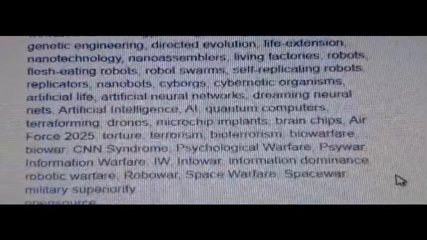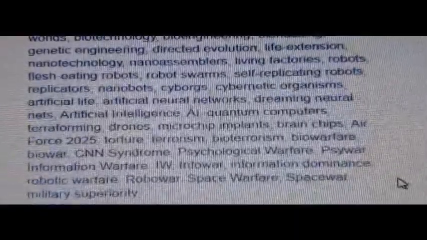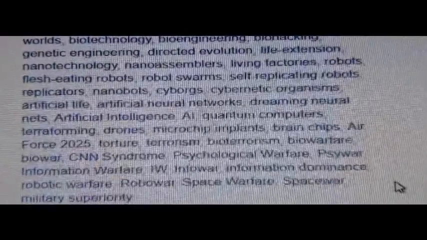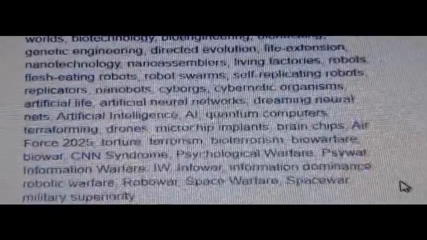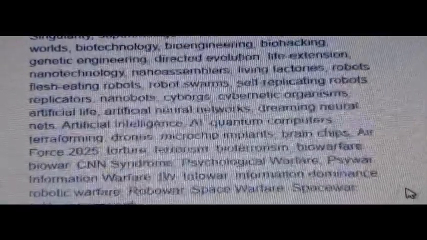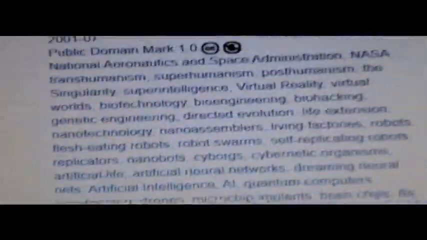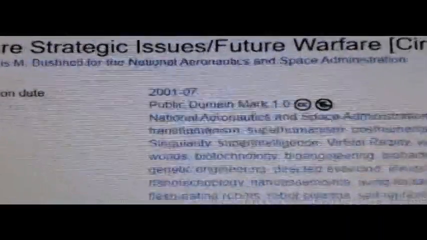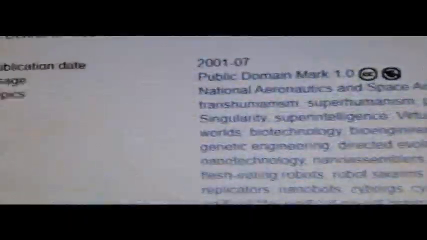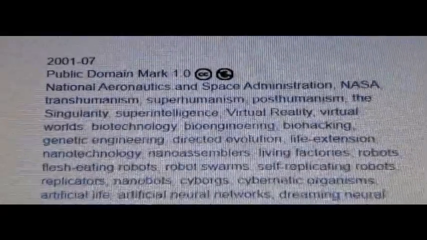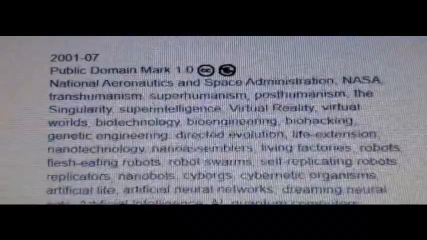torture, terrorism, bioterrorism, biowarfare, biowar, CNN syndrome, psychological warfare, psy-war, information warfare, IW, I don't even know what that is yet, I haven't looked at that, infowar, thanks Alex, information dominance, robotic warfare, robo-war, space warfare, space war, military superiority. So anyhow, when they want to call people paranoid, and they've got this NASA document out, and yet here are all the topics they're discussing, and they're using all this against us, and people think that we're crazy to even think or talk about this, it just kind of pisses you off a little bit.